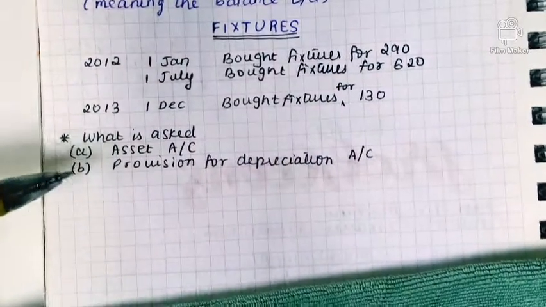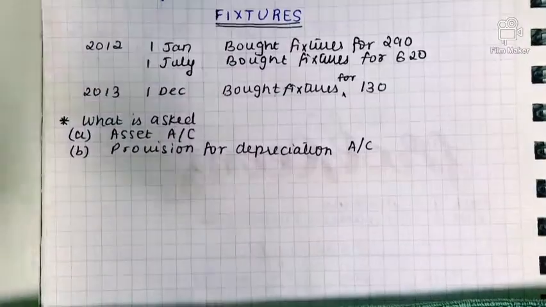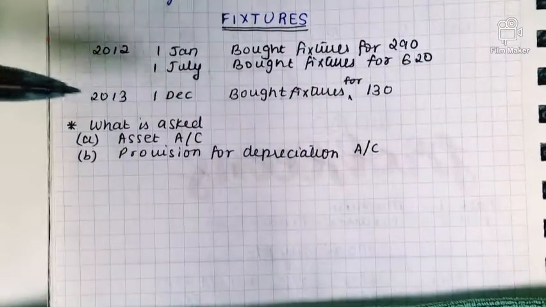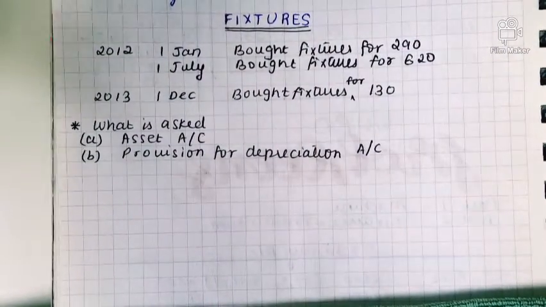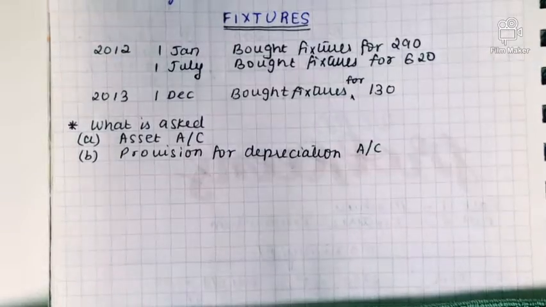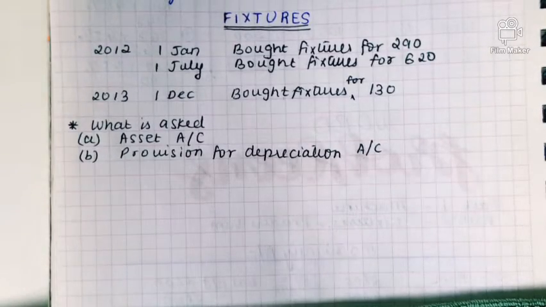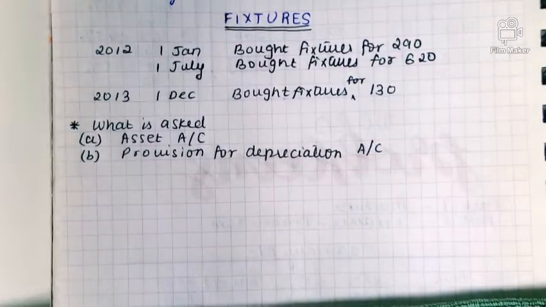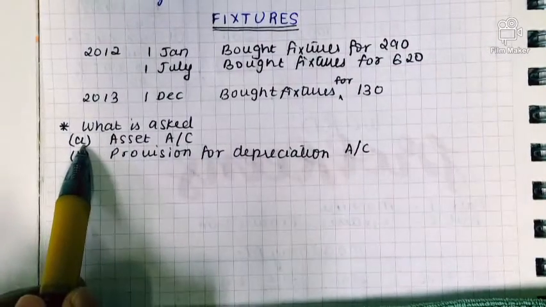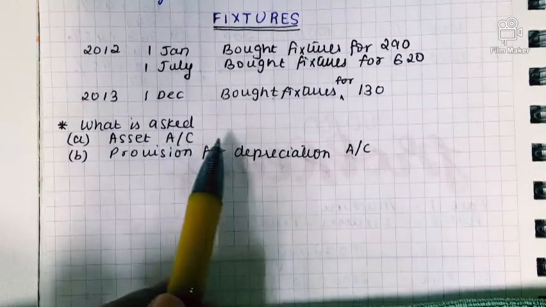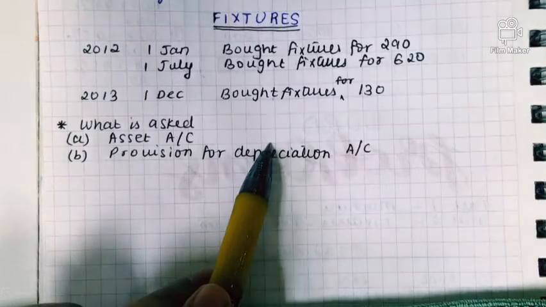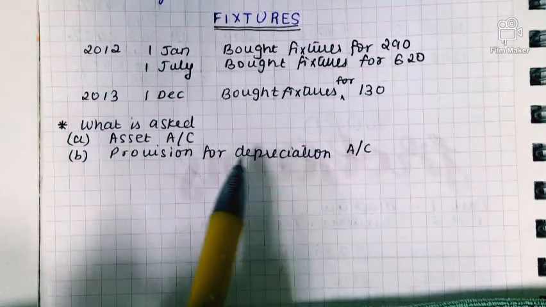So now what is asked? You also have to be very attentive towards what's asked. Sometimes people just keep making the accounts, and at the end when they look at the question properly, they realize that it wasn't asked. So the first thing they're asking is the asset account. For us right now, it's the fixtures account. And the provision for depreciation.